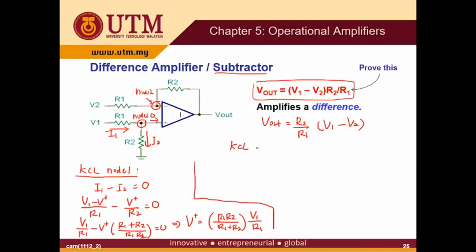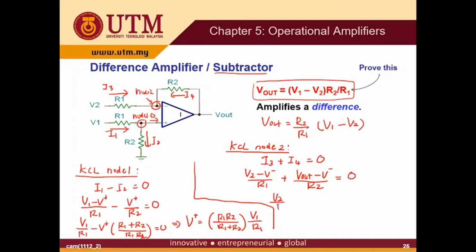So next you do the KCL at node 2. The current here, let's say this is our I3 and this is our I4, and the input current is 0. So both entering, so I3 plus I4 equal to 0. I3 is (V2 minus V negative) over R1 and I4 is (V out minus V negative) over R2, equal to 0. So this is V2 over R1 plus V out over R2 minus V minus times (R1 plus R2) over R1 R2 equal to 0.